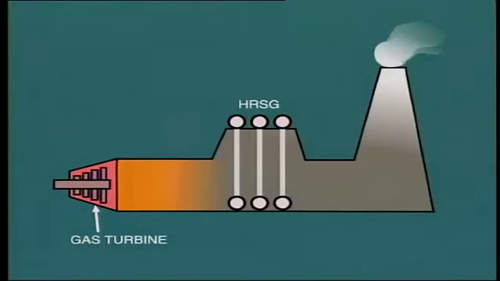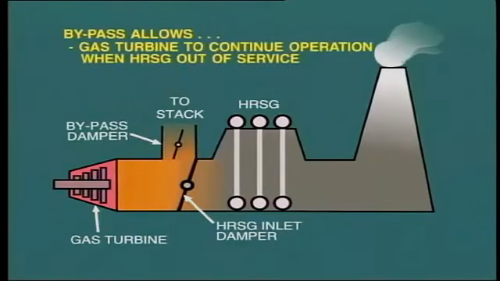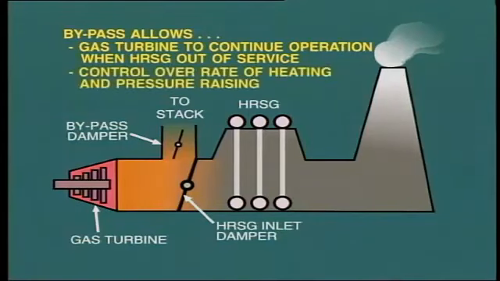In some installations, a gas bypass is provided around the HRSG, complete with associated dampers. The main objective is to allow the gas turbine to continue operation when the HRSG is isolated and removed from service for maintenance. Another advantage of the bypass system is that it allows some control over the rate of heating and raising pressure of the HRSG during startup. During the startup, some of the gas can be bypassed, thus reducing the quantity of heat transferred to the HRSG.